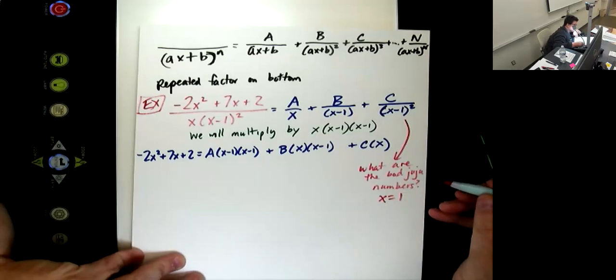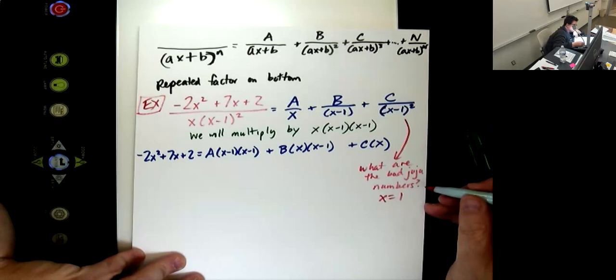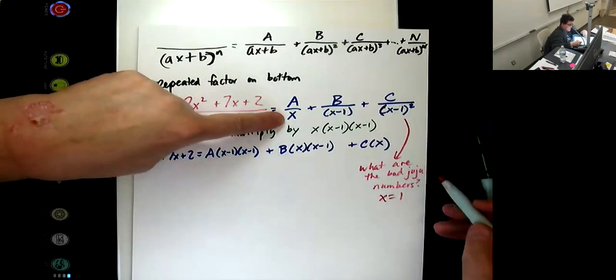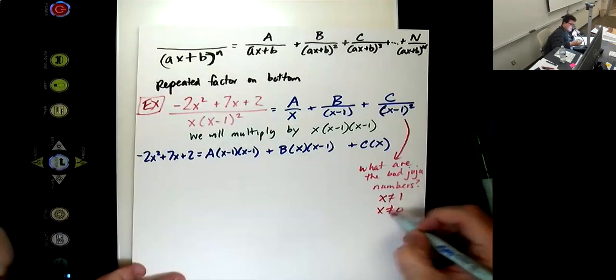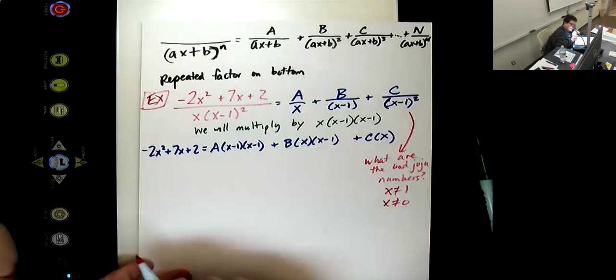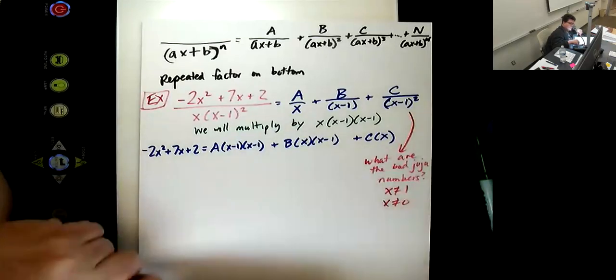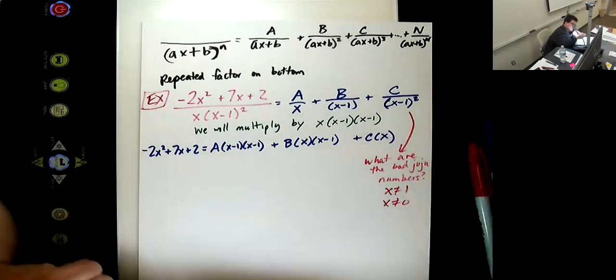Anything else? Can't be zero because of this one. Those are my bad juju numbers. So those are the numbers I'll test here. Let's test those. Let's see if they worked.